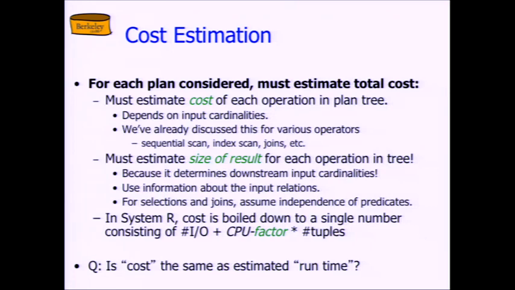Now in System R, which is actually not that far off what people do today, the cost is going to be boiled down to a single number for each query, for each plan. And that number is going to be the number of IOs it does. In System R, they didn't even consider whether they were sequential or random. In Postgres, they at least separate sequential and random. But the number of IOs is all we'll talk about in this class, plus some fudge factor times the number of tuples.